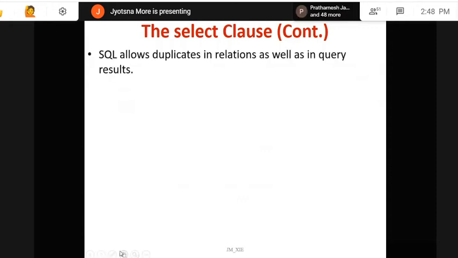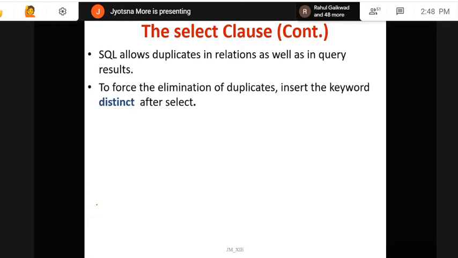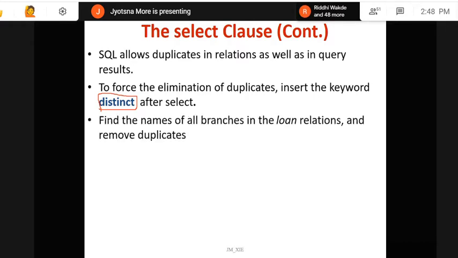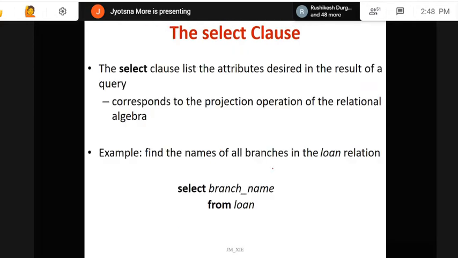So here, you can use the distinct keyword immediately after your select clause and before the attribute name for which you don't want the repeated value. Okay, so you can write like this. The question is, find the names of all branches in the loan relation and remove duplicates. Same question, the way we studied here just now. Find the names of all branches in the loan relation. Here it was not mentioned that we should remove the duplicate values.